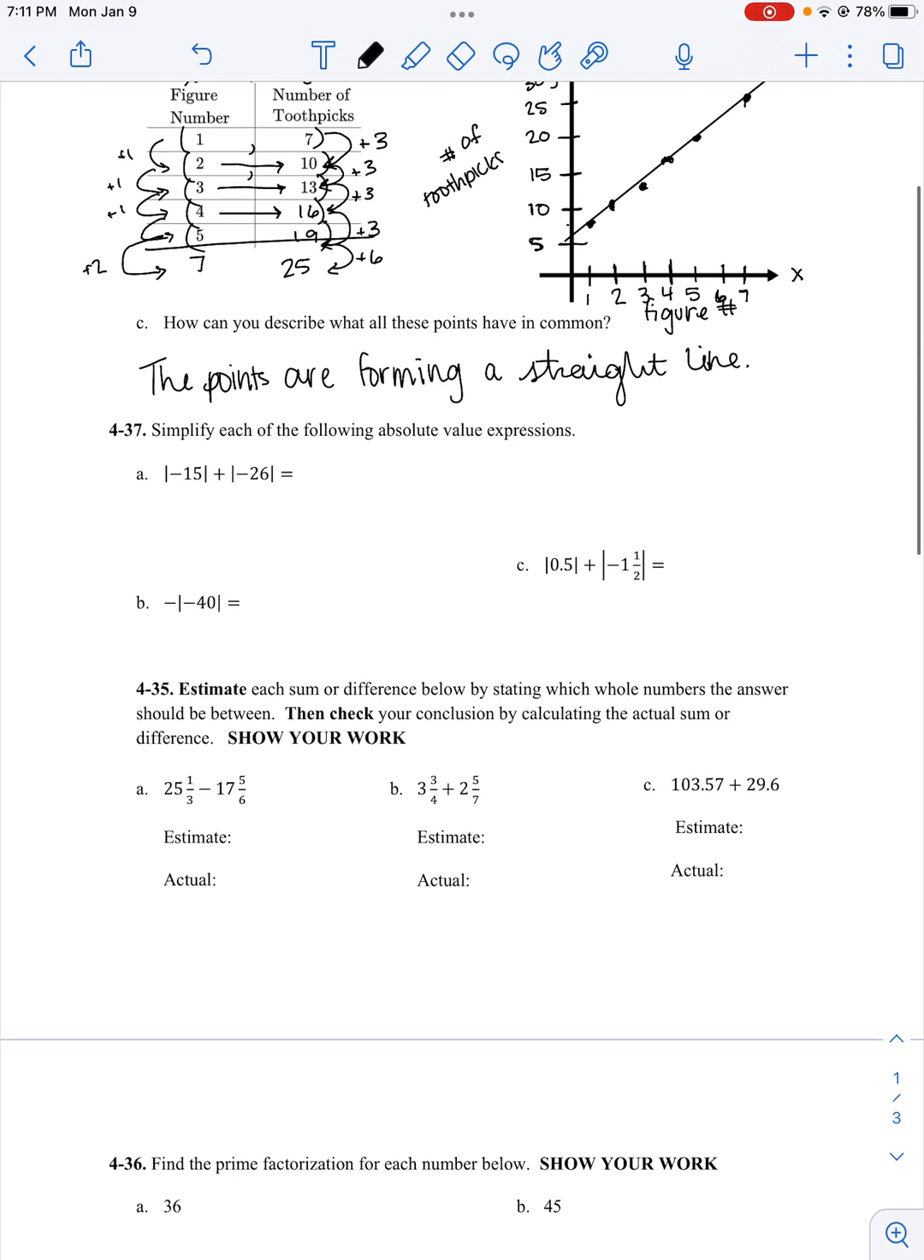Okay. Moving to problem 37. Simplify each of the following absolute value expressions. So, part A, I have the absolute value of negative 15 plus the absolute value of negative 26. Well, the absolute value of negative 15 is 15. The absolute value of negative 26 is 26. 15 plus 26. 5 plus 6 is 11. 2, 3, 4. It equals 41.